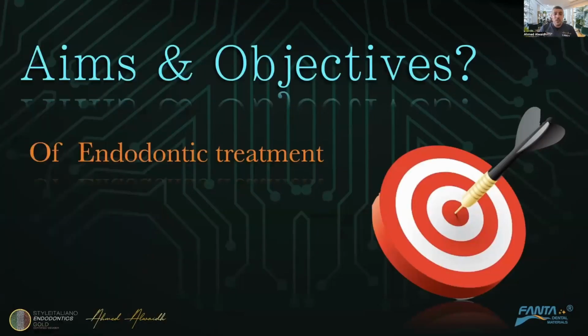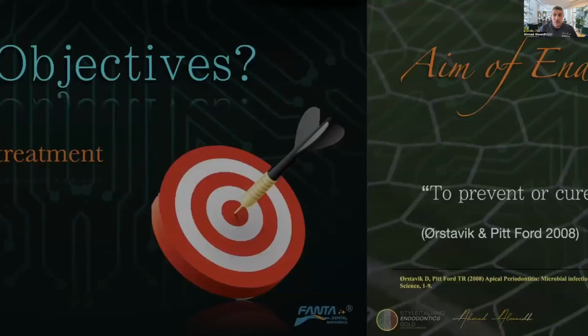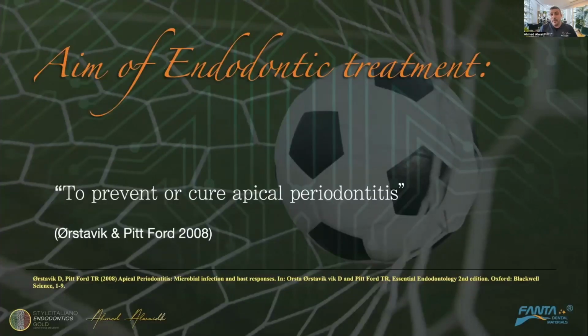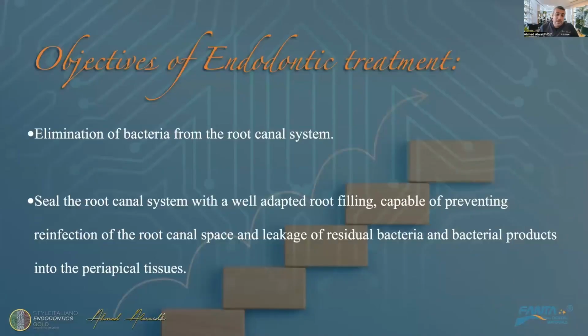So what is the goal of endodontic treatment? Our aim or goal of endodontic treatment is to cure or prevent apical periodontitis. This is our main goal. And what are the steps required to reach that goal? We have two main steps. First, we need to eliminate the cause of apical periodontitis, which is infection. And then we need to seal the root canal system with a hermetic seal, or three-dimensional restoration or filling, to prevent reinfection of the root canal system.